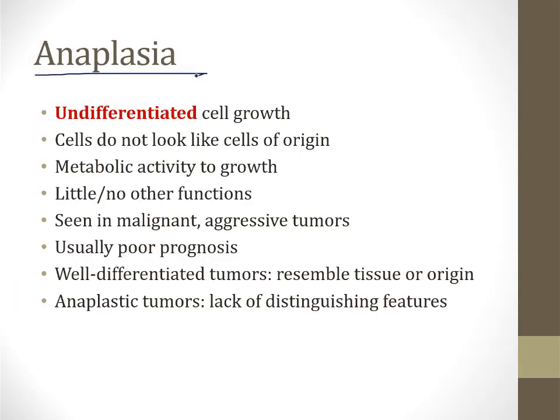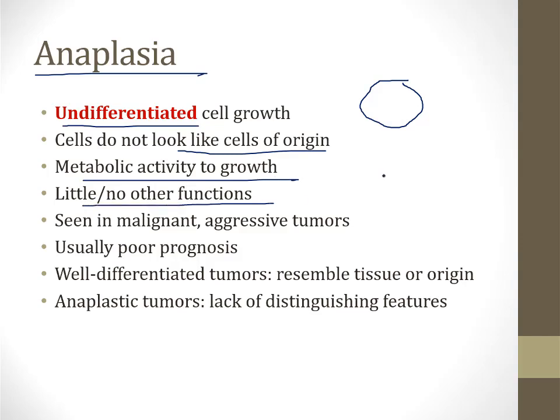Next, let's talk about anaplasia. Anaplasia is a very, very bad thing. You never want to have anaplasia of any of the tissues in your body. Anaplasia means undifferentiated cell growth. It means that the cells under the microscope do not look at all like their cells of origin. So imagine a normal cell, for example, an epithelial cell in the GI tract. It has certain features that give it a certain shape, and it has certain cell proteins and cell surface markers. What happens in anaplasia is a GI epithelial cell, for example, becomes so malignant that it directs all its metabolic activity to growth. It's doing little or no other functions. What this means is when you look at it under the microscope, it won't look at all like an epithelial cell. For that reason, anaplasia is seen in malignant aggressive tumors. It usually indicates a very poor prognosis.